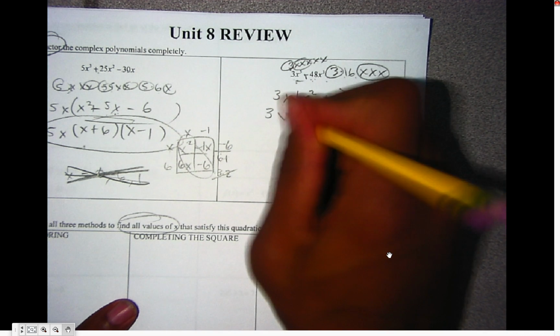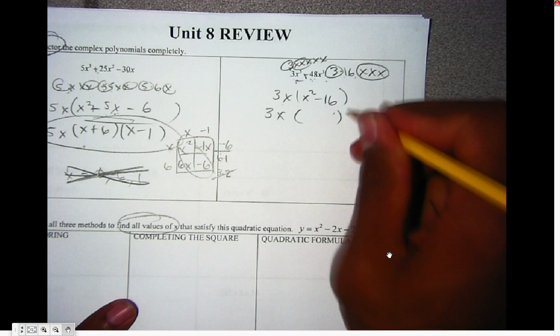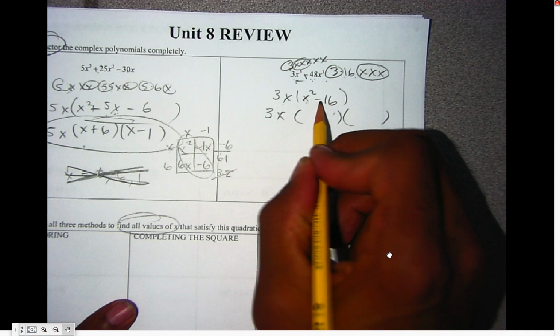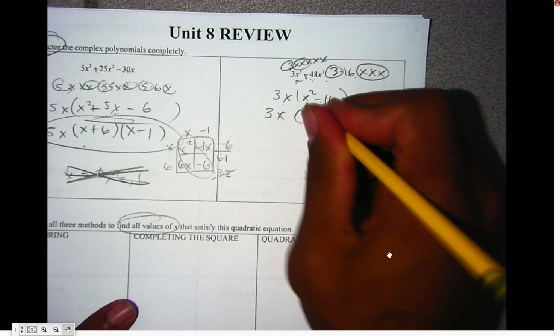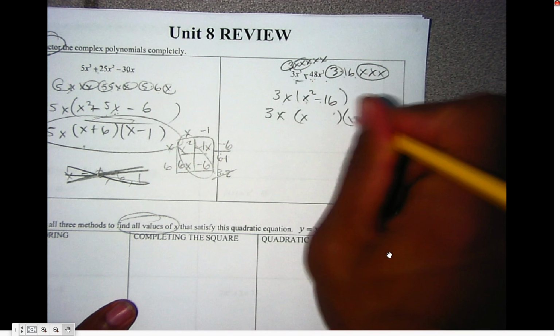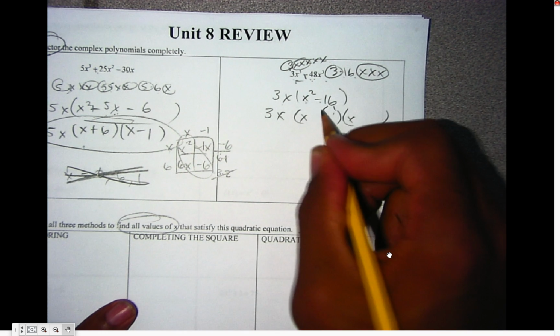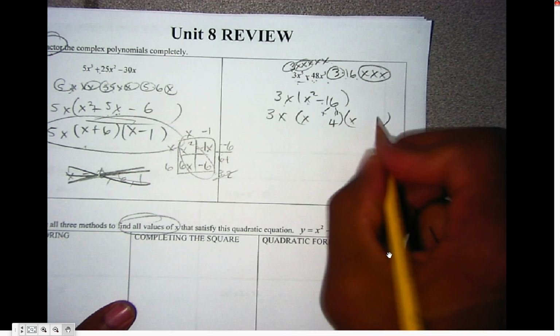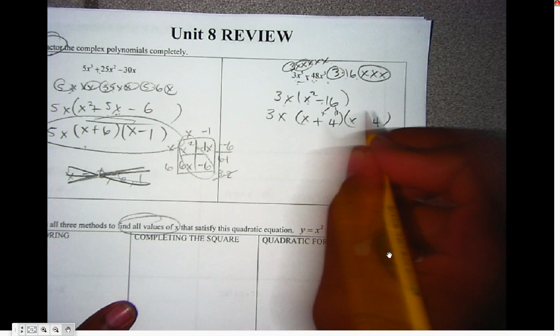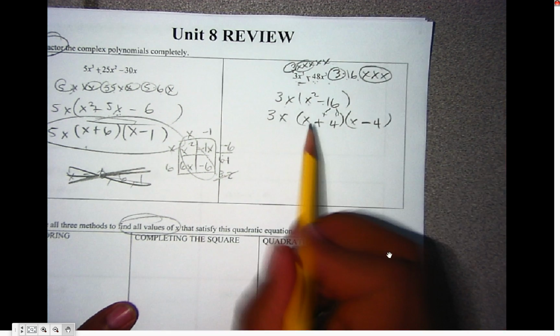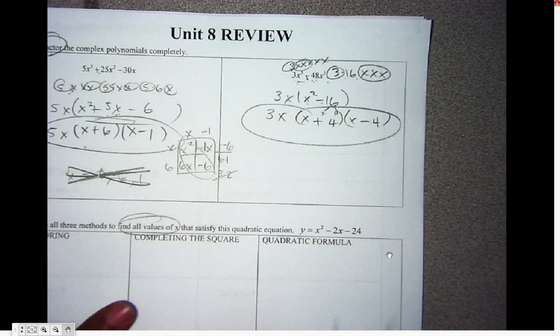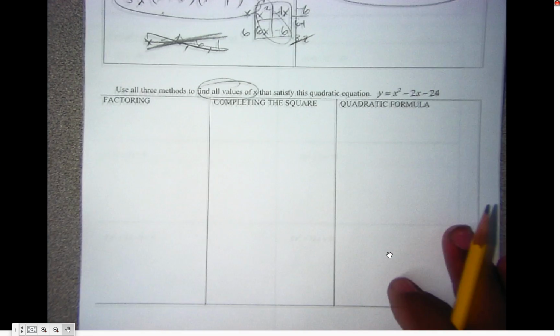Okay, and I'm going to use this shortcut. Okay, I notice that I have two numbers with a minus in the middle or 0 in the middle. So this x squared is just x, and 16, well, that's 4 times 4. So 4 goes here, and don't forget it's minus and plus or plus minus. Okay, and that's it. You stop there. Okay, so that's factoring.